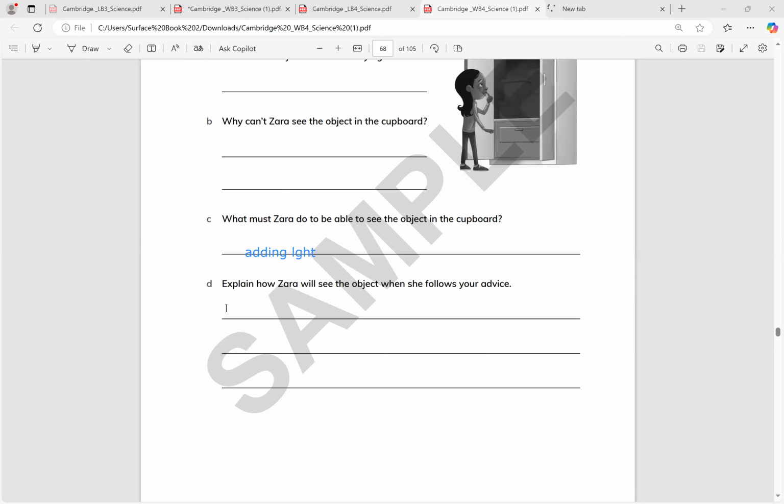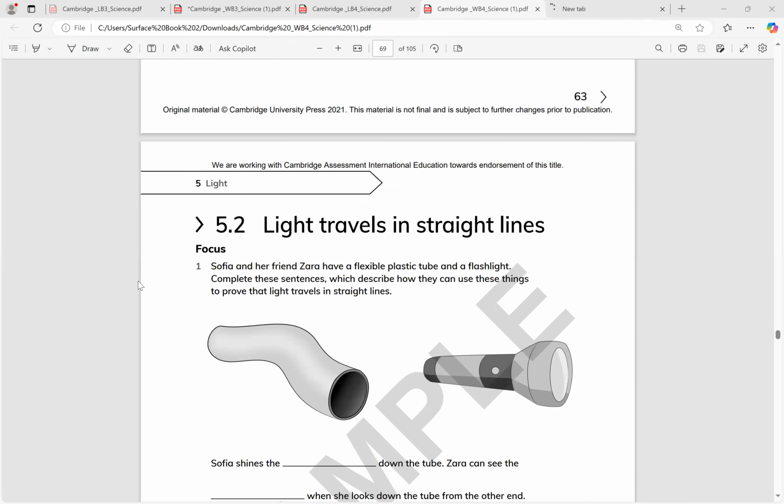Now, how can Zara see? Now, the light is missing an E. No, you don't have an E in light.